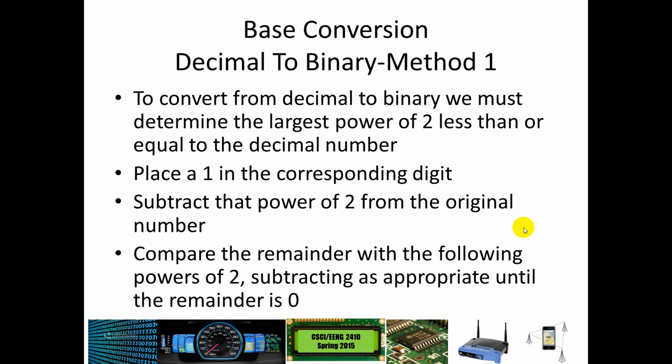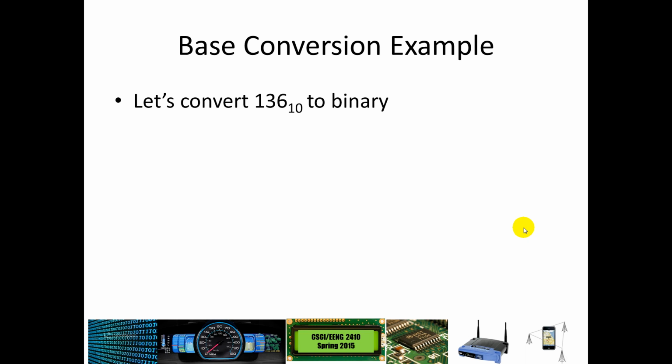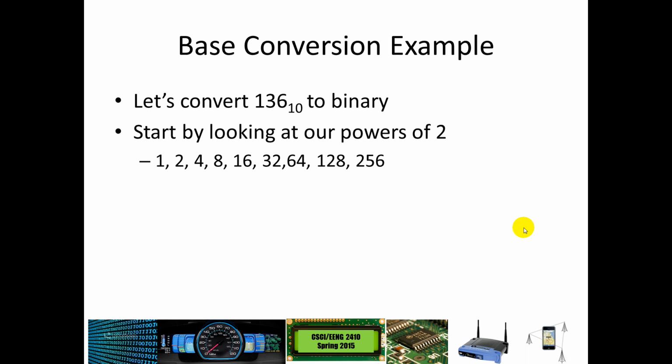Once we get that, then we're going to keep going on to smaller and smaller powers of 2 until we can represent the full number. So if we do use this method, let's start out with 136 in decimal and see if we can convert it to binary. So the first thing we want to do is look at our powers of 2. And so I've listed out several different powers of 2.